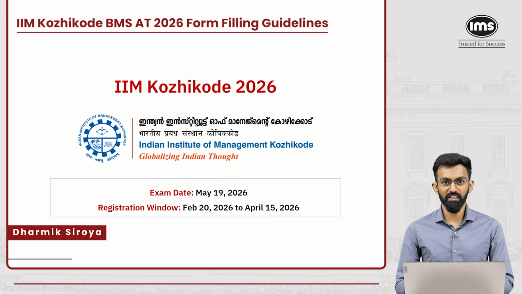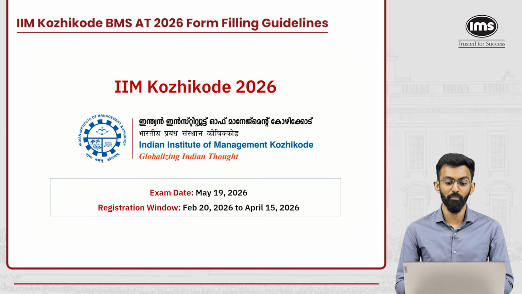The application process for IIM Kozhikode BMS aptitude test has started. The last date to apply for this particular test and fill the form is 15th April 2026. The exam is going to be conducted on May 19, 2026 in the morning from 9 am to 11 am across various cities in India. Today, I will take you through this entire form filling video so that you can avoid any critical mistakes. So let's get started.